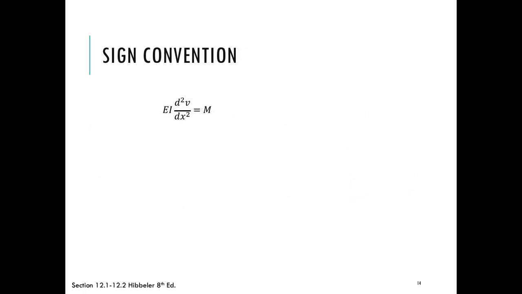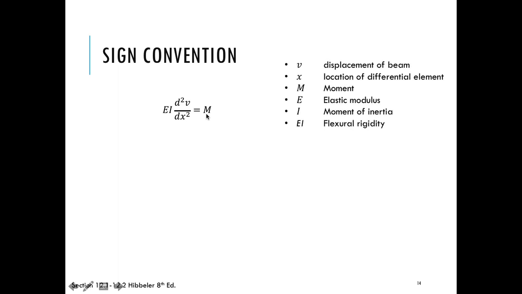Okay, so this expression right here, the moment curvature relationship, has a few terms in it. Let's take a look at what each of these are. Here, as I've already mentioned, V is our deflection of the beam, which is being caused by the moment that is set up in the beam. So this is the internal bending moment in a beam M, which causes a deflection V of the beam.